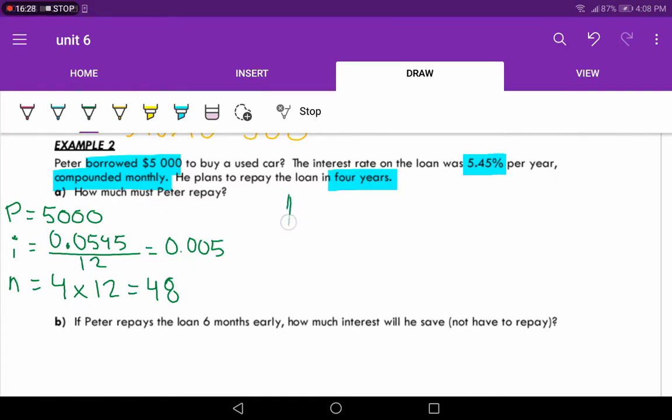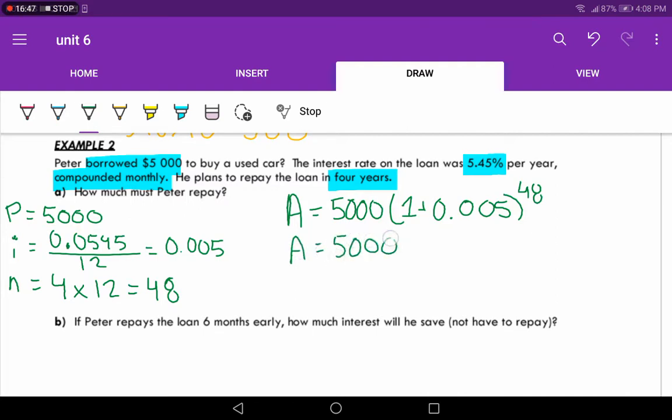Okay, so now it's just a matter of substitution, right? So A equals 5,000 times 1 plus 0.005 to the power of 48. Again, make sure you're using BEDMAS. So brackets first, add those together. Then your exponent, 1.005 to the power of 48.